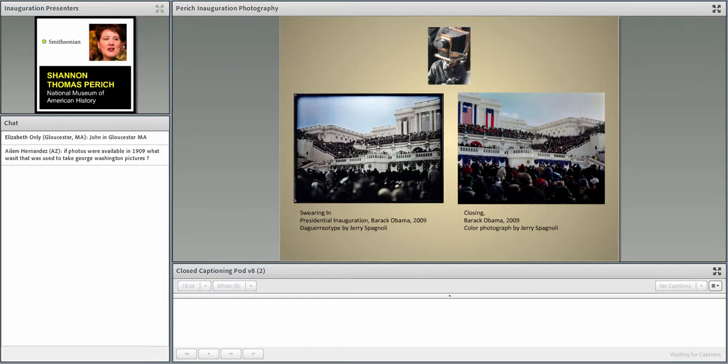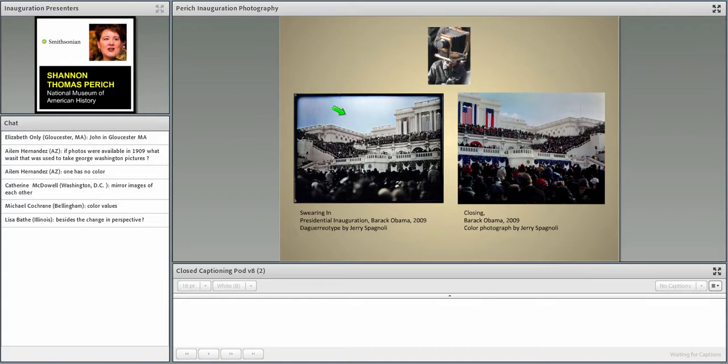Great, and so feel free to type your responses into the chat box on the left. I see an early answer of one has no color. Well, actually, if you look on the left, it does have color, and it is blue. The reason it's blue is because that part of the photograph, the sky, is overexposed. So actually, the silver halides in the plate are too bright.